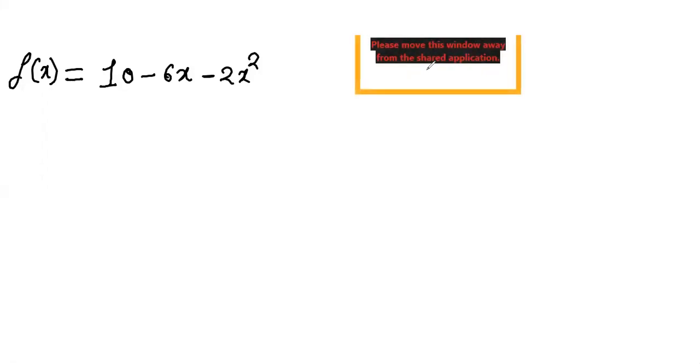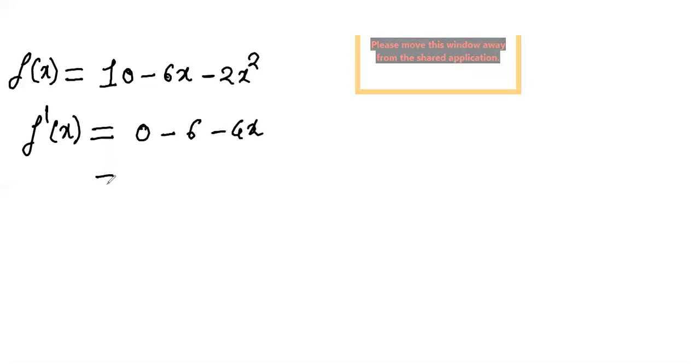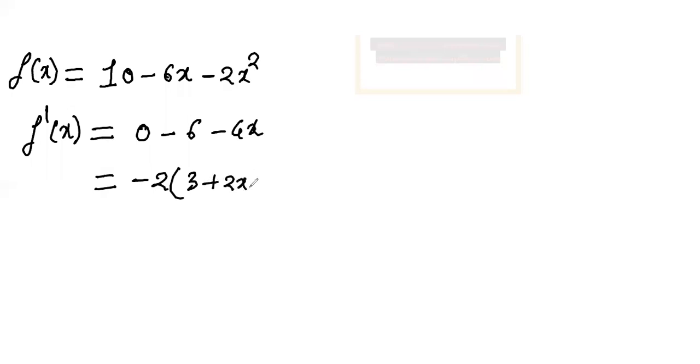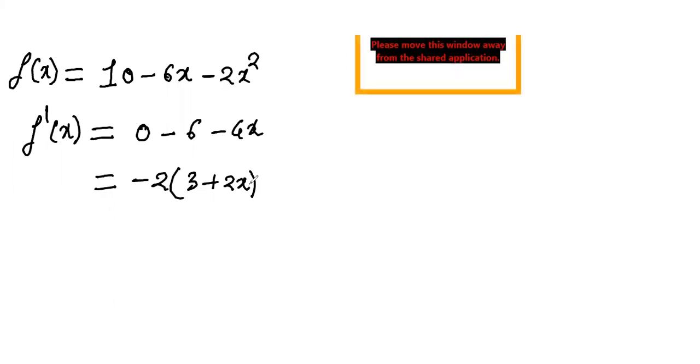Okay, this type of function we are seeing for the first time. So first find f dash x. So f dash x is 0 minus 6 minus 4x. So I will take minus 2 common. It will be 3 plus 2x. So it is minus 2 into 3 plus 2x.